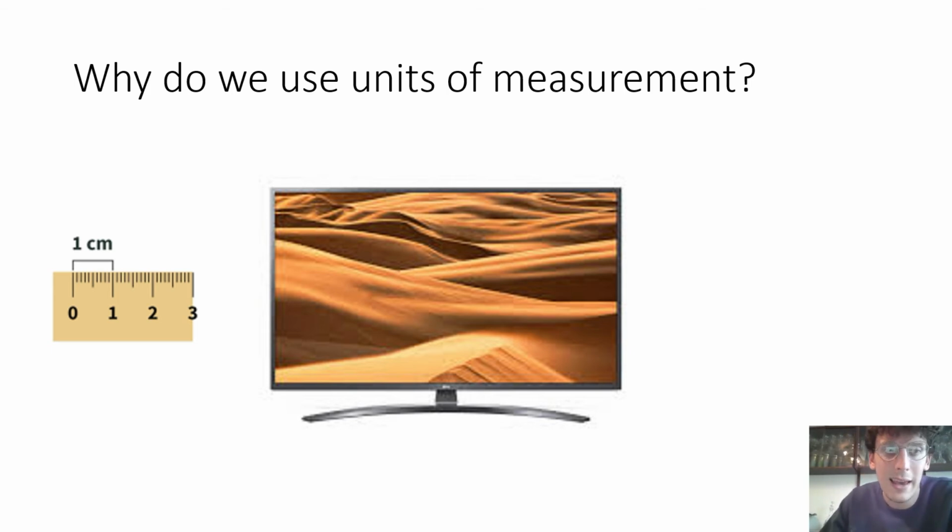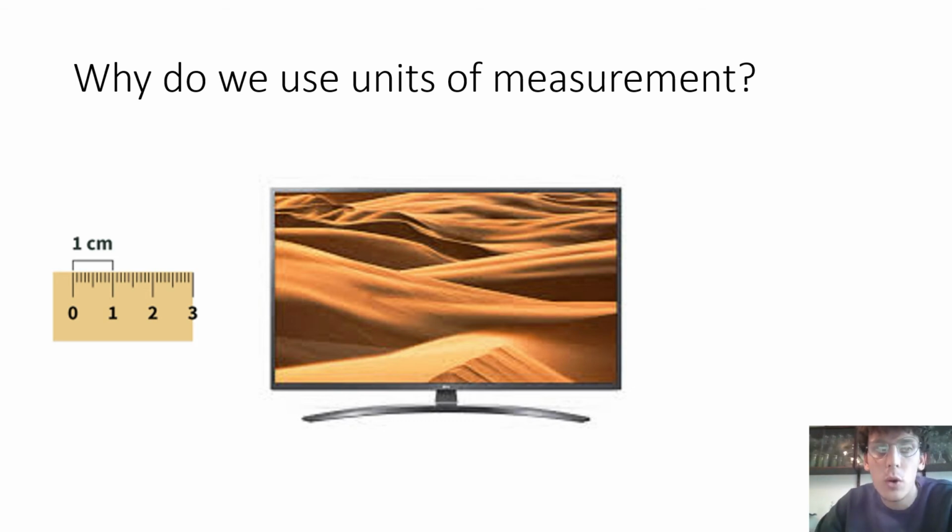So welcome back. Why do we use units of measurement? We use units of measurement because they are a reliable way of knowing the size or amount of something. So if we take the example of a television, if I was to tell you this television is 1 centimeter long, you would know exactly how long that is, because you know how long a centimeter is.